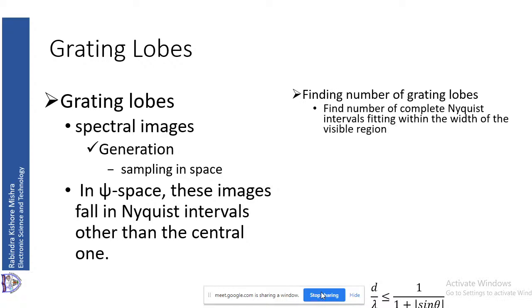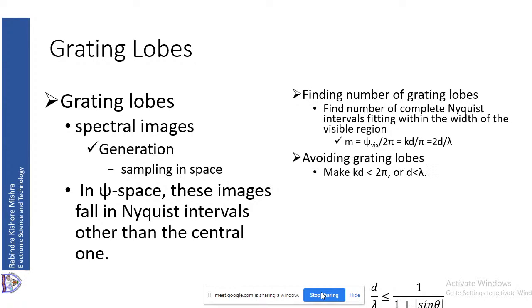Now how to find the number of grating lobes? It's very simple. Find the number of complete Nyquist intervals fitting within the width of the visible region. That we have already seen. So m is equal to psi visible upon 2 pi, that is equal to kd by pi, which is 2d by lambda. That you know, that from that you can find out how many grating lobes will be there.